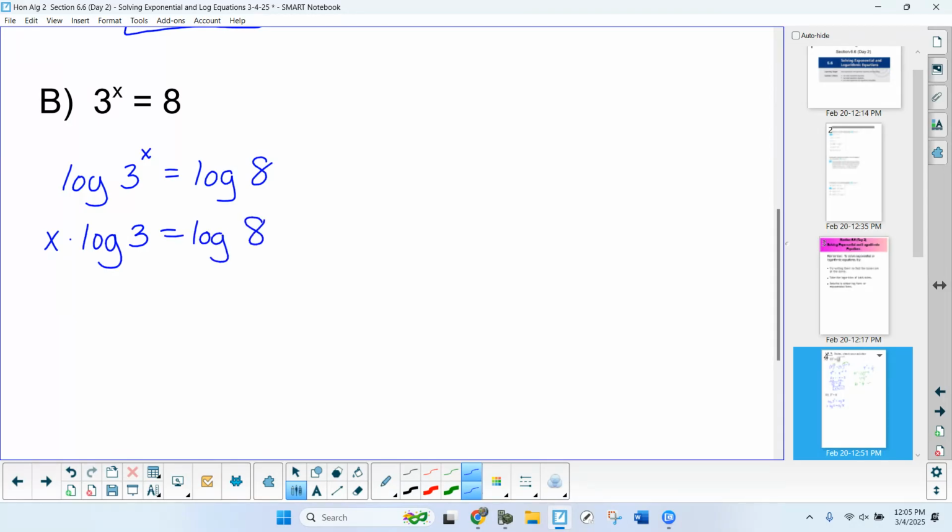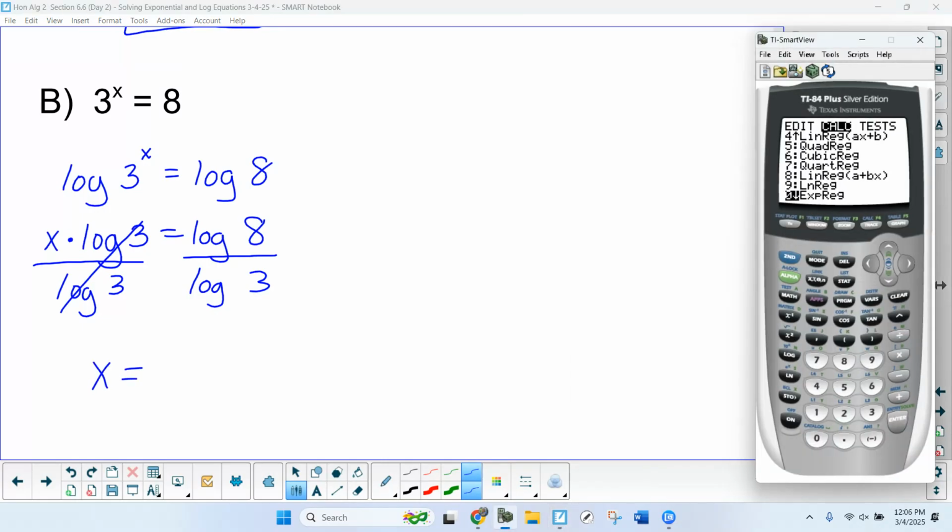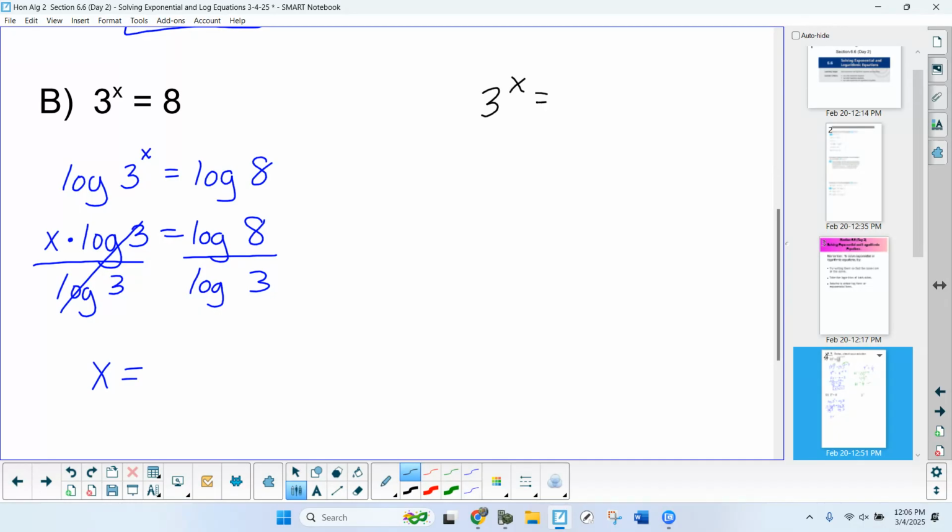What are you going to do now? I don't know. Okay, try to get x by itself. What are you going to do to get x by itself? What's the operation here? Multiplication. So what's the opposite of multiply? Divide. So you're going to divide both sides by log of 3. When you do, those cancel. You get x equals. Now we grab our calculator, and we do log of 8, close your parentheses, divided by log of 3. And what'd you get?